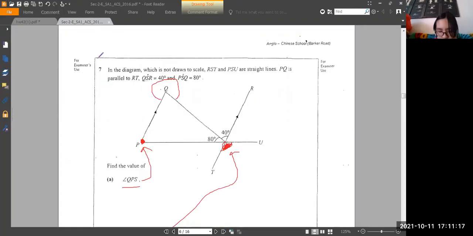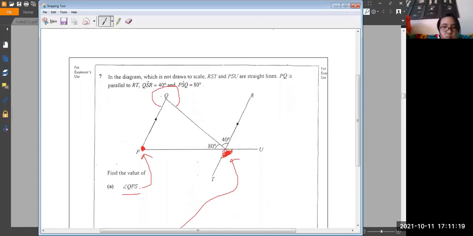Okay, let me quickly go through with you together. You don't need to tell me the answer first. Basically, I will do it here, and then you just verify your answer. QPS. So number one, they want you to find this one, right? So yeah, there are a few ways you can find. Okay, number one, this is 40, this is 40. You know why this is 40? Because you have a Z.